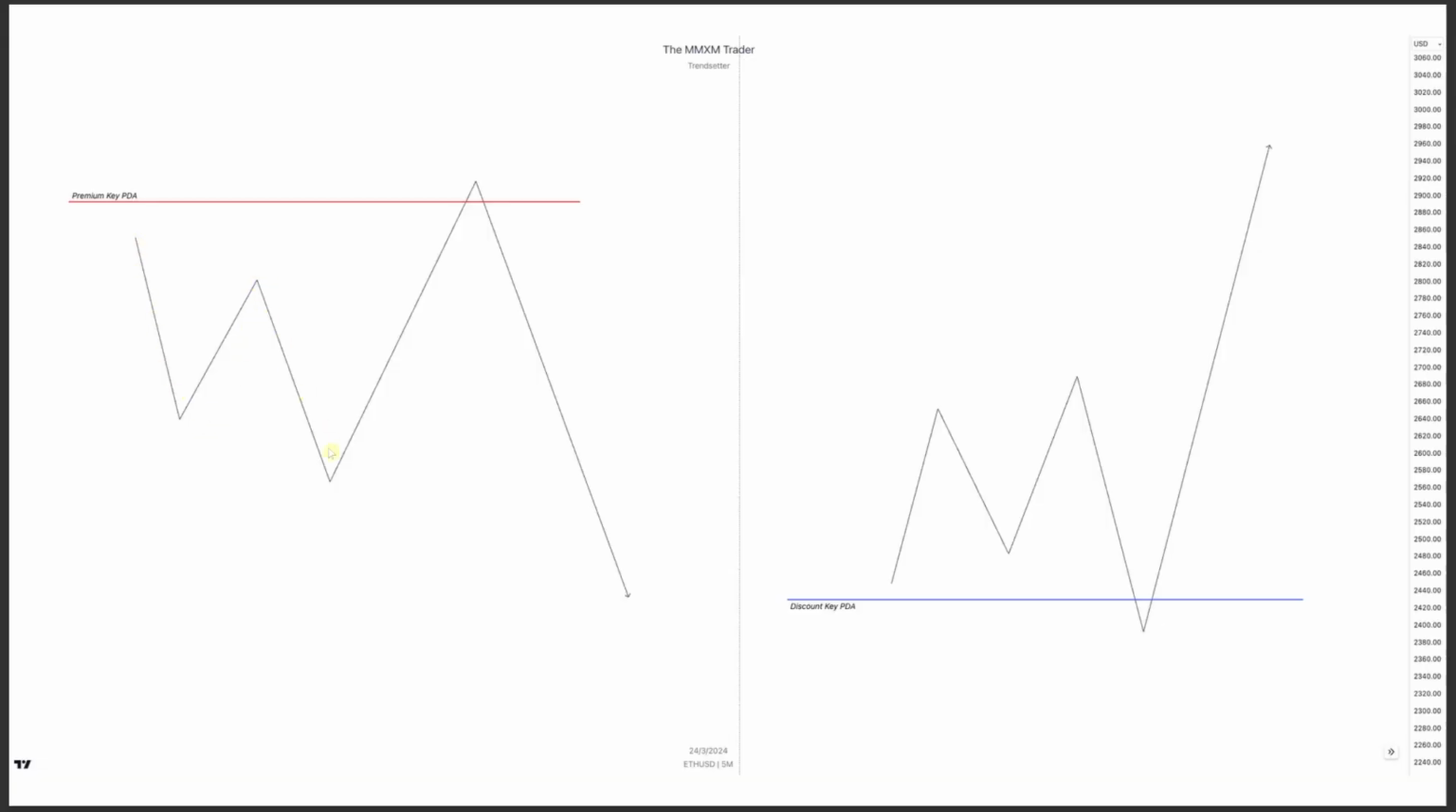So over here we got a crude schematic of price action, right? We've got a line chart over here for a bearish scenario. We've got a line chart over here for a bullish scenario. We've got our premium key PD array outlined and our discount key PD array. So we have to approach this mechanically, right? We want to see this happen first, then that, etc.